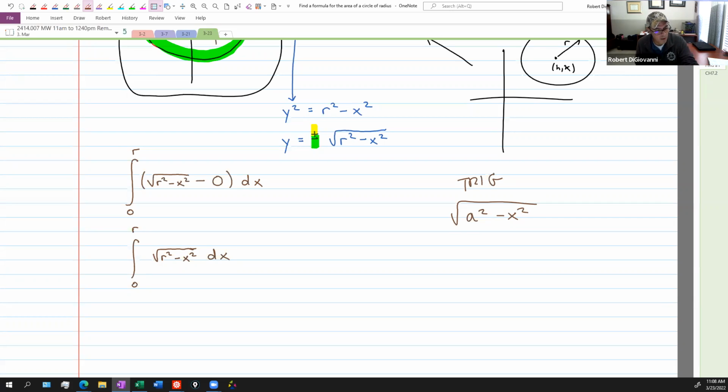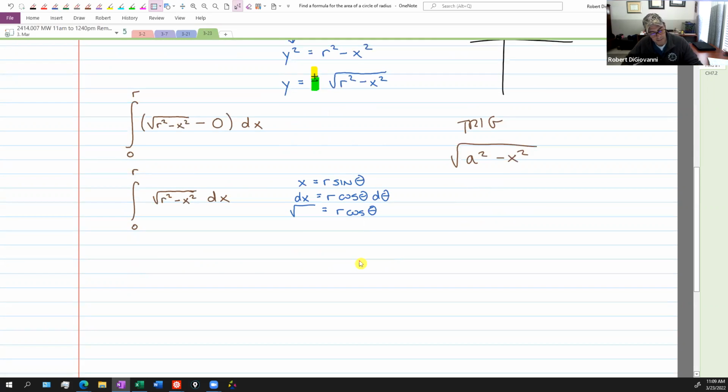And so I just need to know what trig sub I'm going to use here. Well, with that form, I use x equals a sine theta. So for us, it'll be r sine theta. And then dx will be the derivative of that, which is just r cosine theta d theta. And then the square root piece turns into r cosine theta. I'm not going to go through all that again because that's all trig sub we've done in the past, right? You following me?